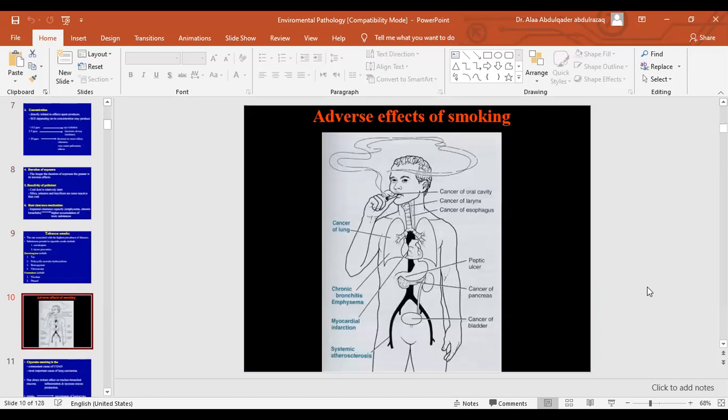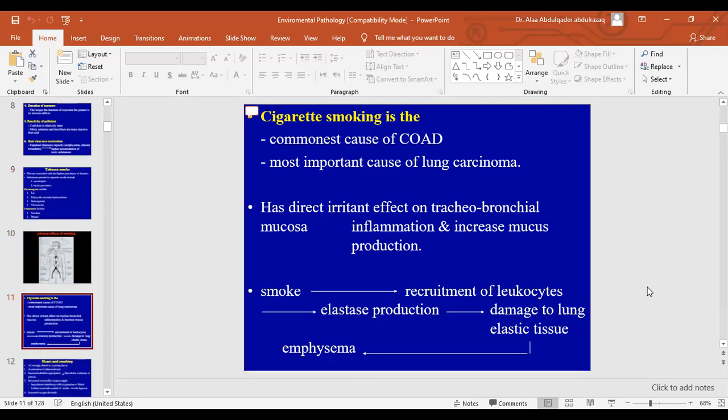طبعا كلكم تعرفون الeffect of smoking يبدي من الأورال كافيتي وينتهي بالبلاد فيزل. بالأورال كافيتي زيد لنا الانسيدنس اوف سكويموس سيل كارسينوما، باللارنكس، بالاسوفيجاس، يسوي لنا كانسر اوف ذا لانج، كرونيك برونكايتس اند انفيزيما، بيبتيك ulceration, cancer of the pancreas, of bladder and increased systemic atherosclerosis. Cigarette smoking is the commonest cause of chronic obstructive airway disease and most important cause of lung carcinoma.